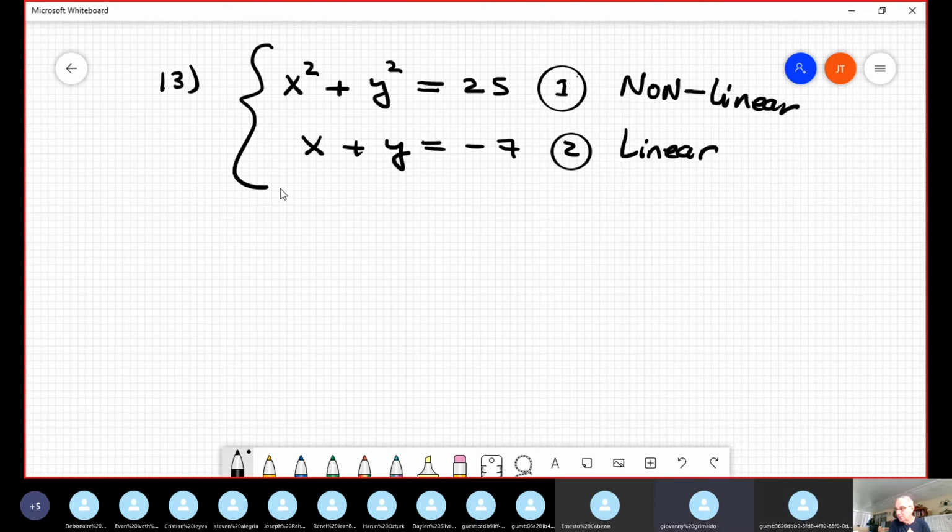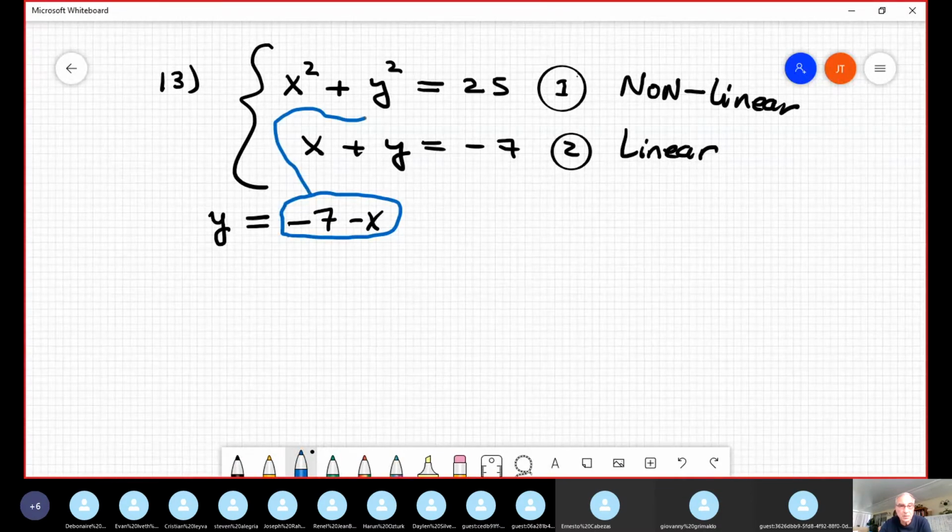Substitution. You can do either x or y: x equals -7 minus y, or y equals -7 minus x. Okay, I understand, I don't need detail. You say substitution because I take the linear equation and solve for y. I did it exactly like you say: y is -7 minus x. And I substitute this expression in the y place, in the first equation.